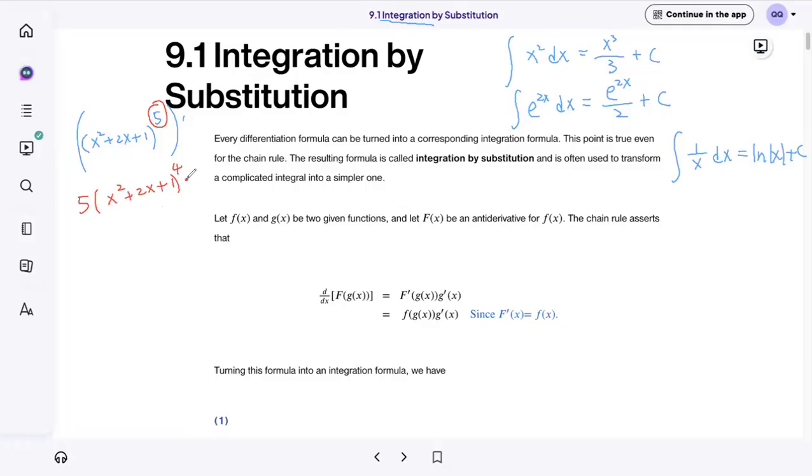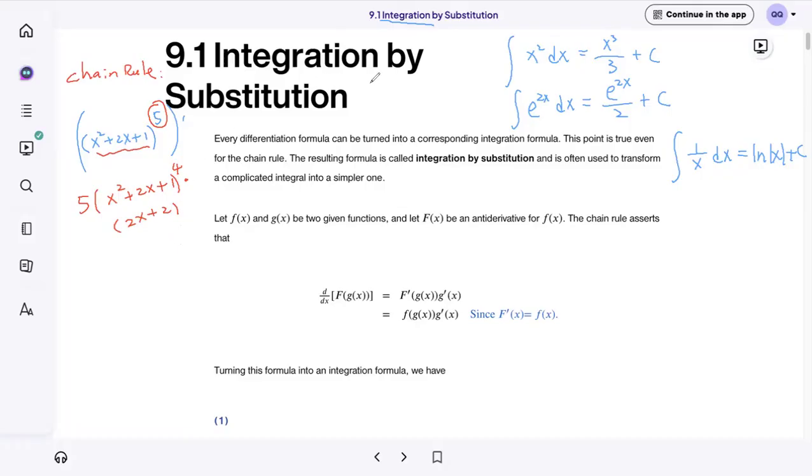But then we have one more step. We multiply by the derivative of the inside. So that's called the chain rule. So we have to apply the chain rule in this case. Then multiply by the derivative inside, which is 2x plus 2.